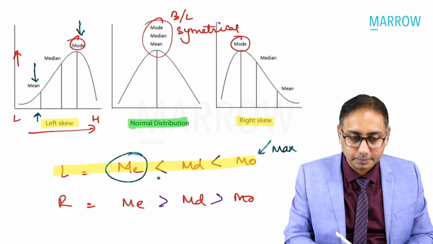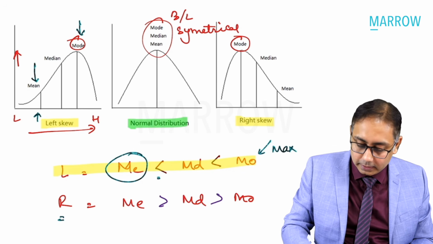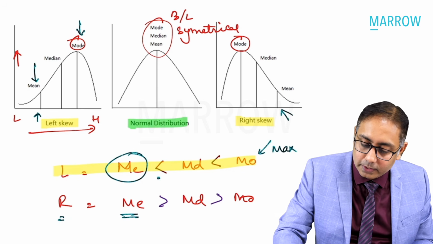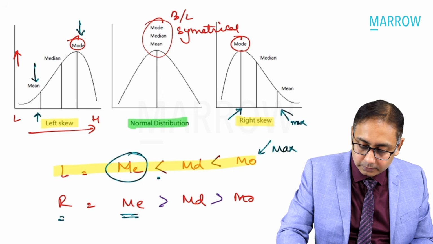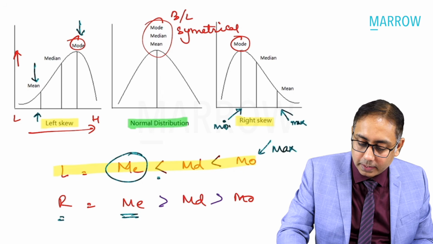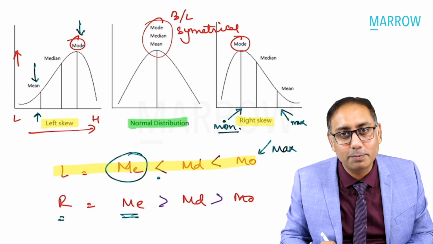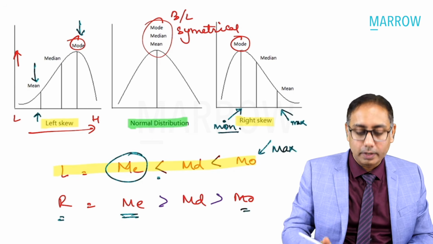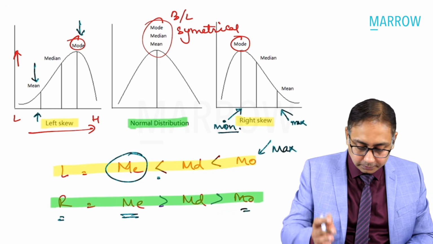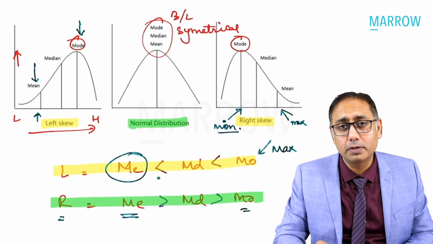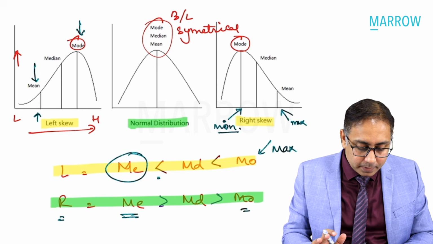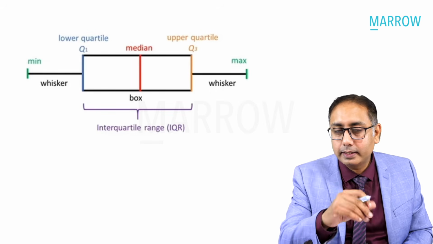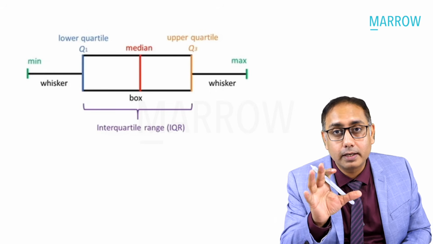Can you see this? In the right skew, the mean will have the highest, maximum value, and the mode will have the minimum value. Minimum value will be for the mode. So that is what is happening over here. You can remember these points about the mean, median, mode, and left skew and right skew in this manner. Done.